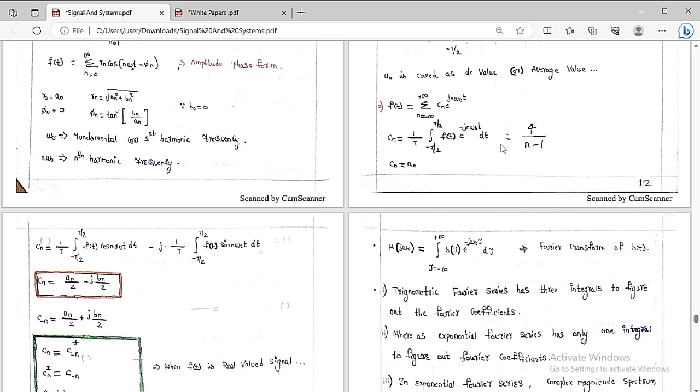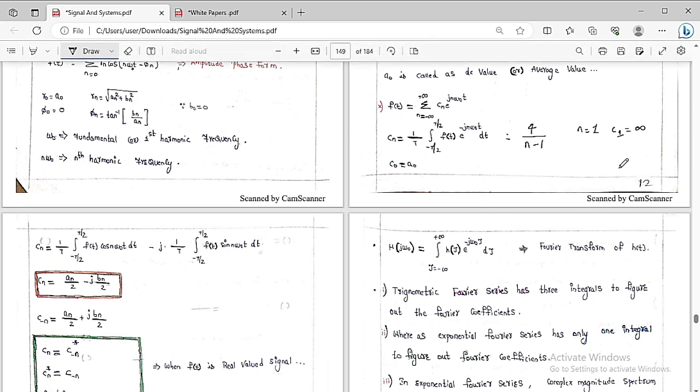From this, suppose if n is equal to 1, this value becomes infinity. So for certain values of n it is not defined. In that case you have to substitute n equal to 1 in C1 equals 1 by T integration over the 1 time period f of t into e to the power of minus j omega naught t dt, and again do the integration and get those values. Wherever this value is not defined, you have to do it separately for those values of n.